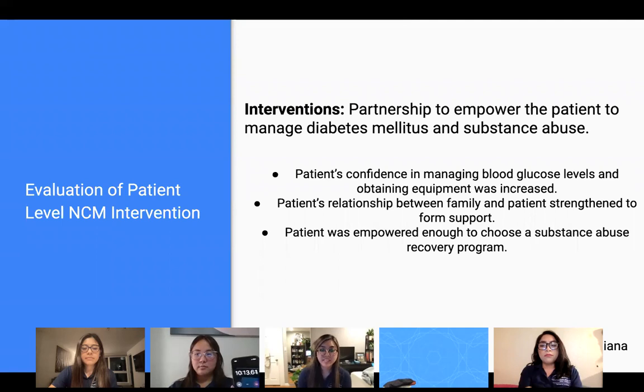So to round out our case study, of course, we have to evaluate the interventions that we have implemented. For the patient level interventions, we focused on partnership to empower the patient to manage her diabetes and her substance abuse. With education on how the patient can utilize her insurance and other resources in Alameda County to obtain diabetic supplies, the patient verbalizes that she is more confident in managing her diabetes. She reported that one of her biggest obstacles was affording these testing supplies. With the proper supplies, she verbalizes that she will now be able to test her blood glucose before administering insulin to help prevent her hypo and hyperglycemic events.